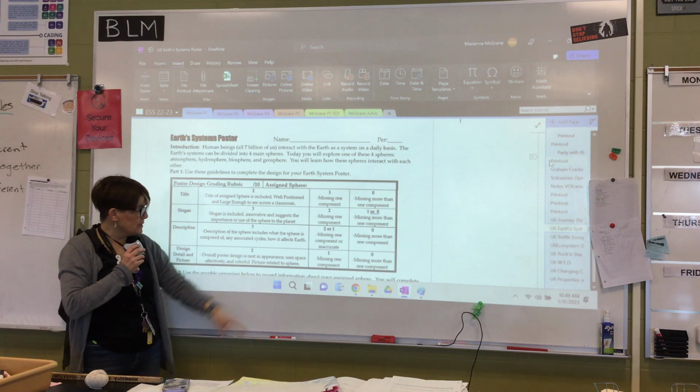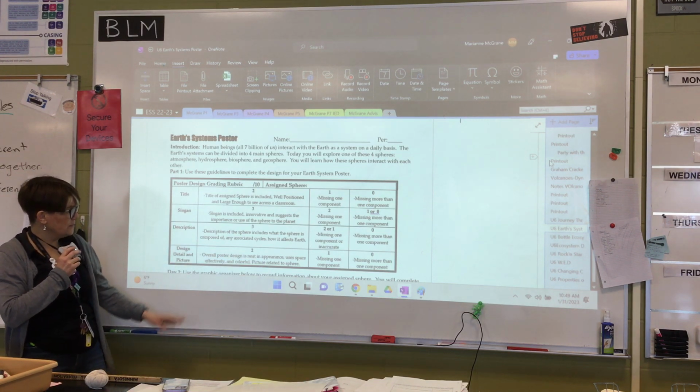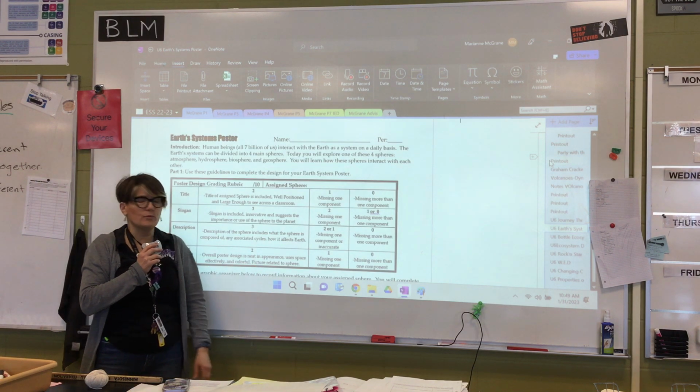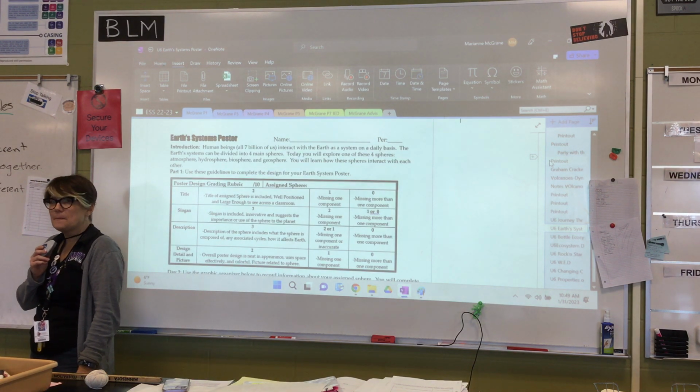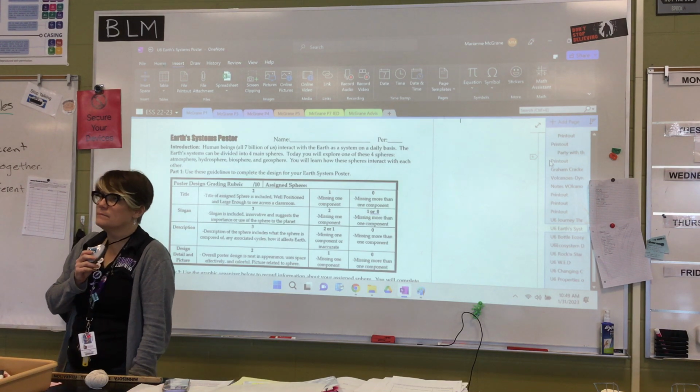And then your design. Is the overall poster design neat in appearance? Does it use your space effectively? Is it colorful? And is the picture related to the sphere? Do you get it? I want to make sure that we've got as much time.